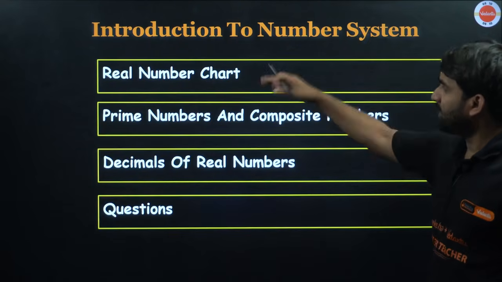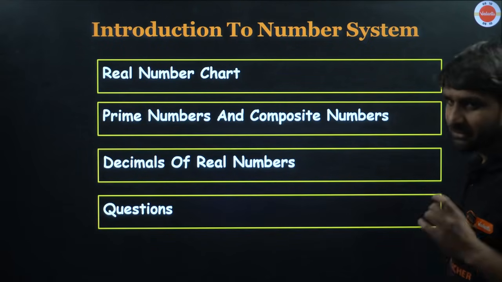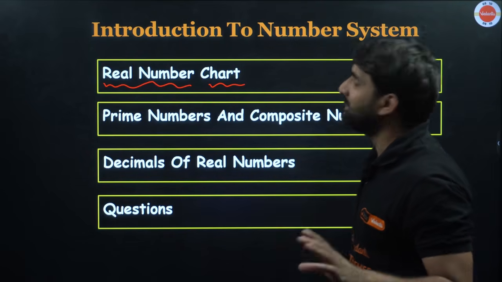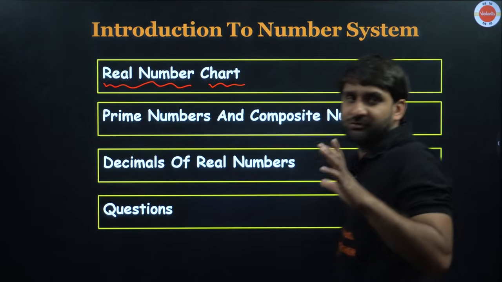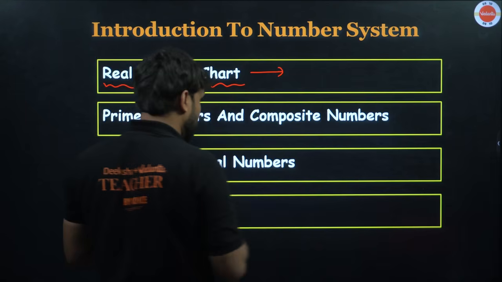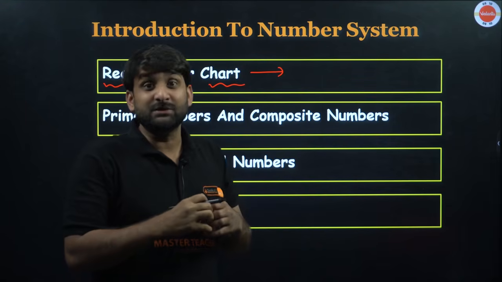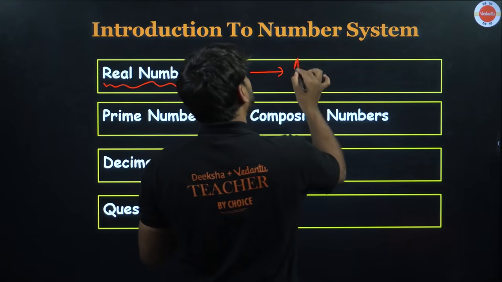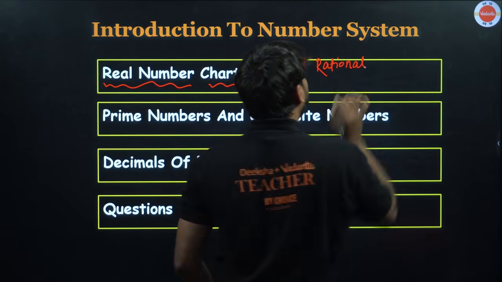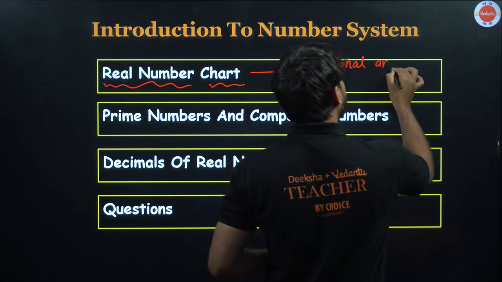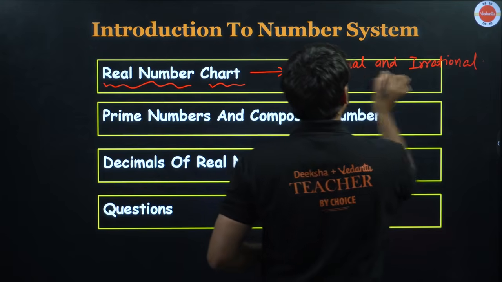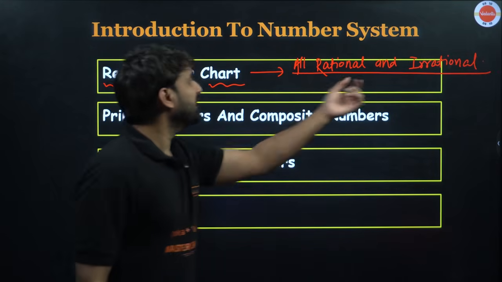Okay, so let's talk about the introduction to number system. First we will be talking about real numbers and the real number chart. Basically, what are called real numbers? If I talk about real numbers, it is the union, the combination of all rational and irrational numbers. I hope you know rational and irrational numbers. All rational and irrational numbers fall in this category.